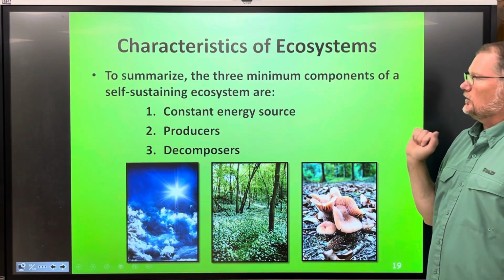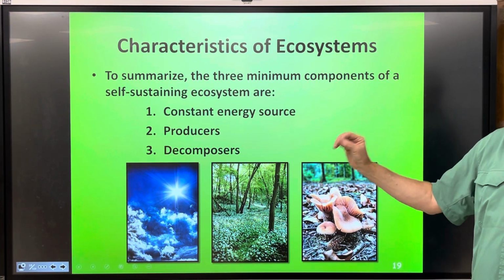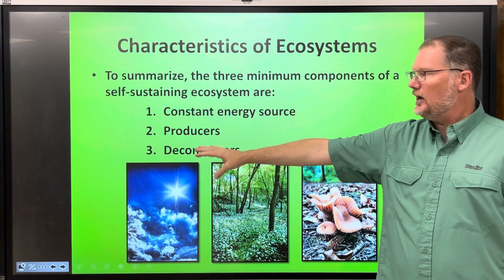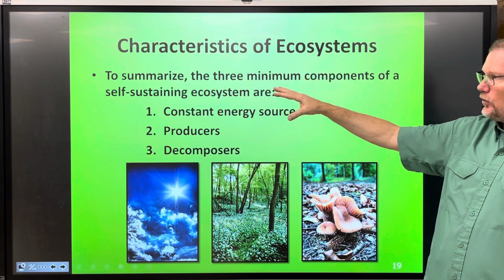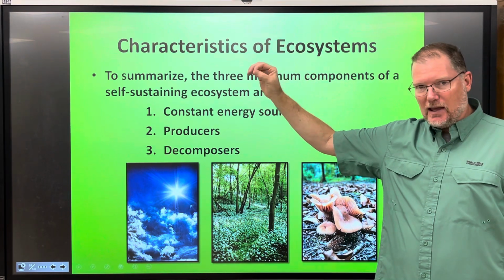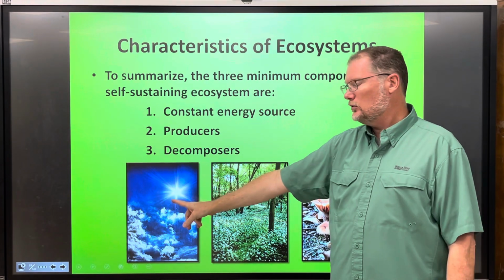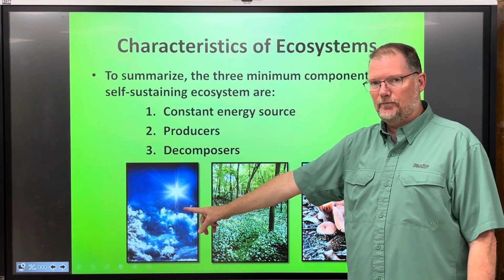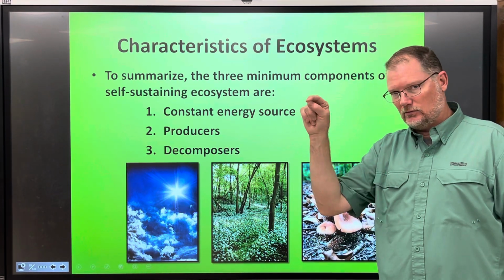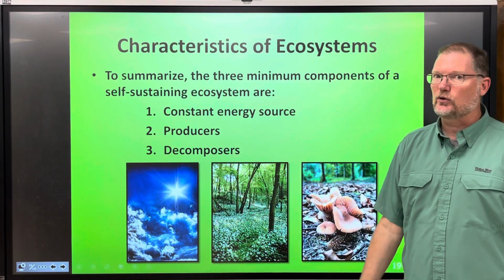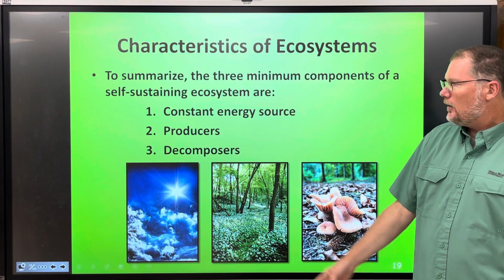So characteristics, there are 3 minimum components. This is the summary, right? There are 3 minimum components to make an ecosystem self-sustaining. Constant energy source. So on your paper you have to write, there's 3 examples on the bottom of that page. Sunlight, or solar energy, you choose.